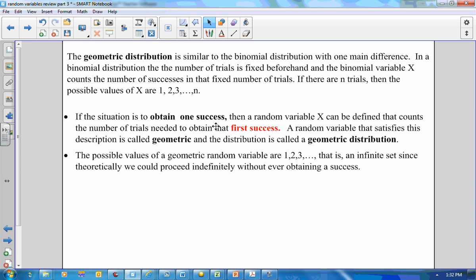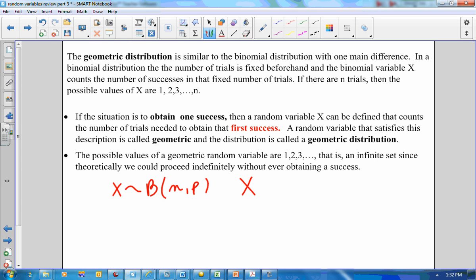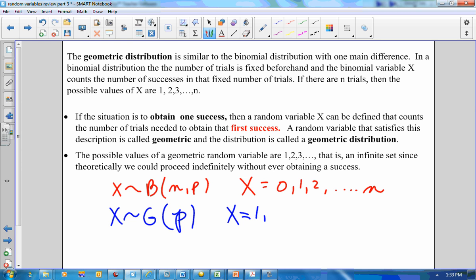And the possible values, as I already mentioned, of a geometric random variable, unlike the binomial. If x follows a binomial distribution with parameters n and p, then the possible values of the random variable are no successes, 1 success, 2, and so on, all the way up to n. If my random variable x follows a geometric distribution, then there is no fixed number n. My only parameter is the probability of success. And since I'm waiting for the first success, I start at 1, 2, 3. Theoretically, I may have to keep going infinitely to get that first success.